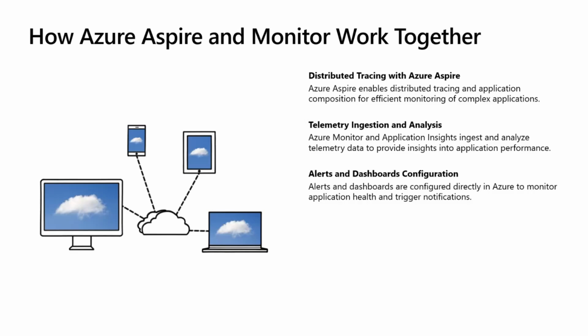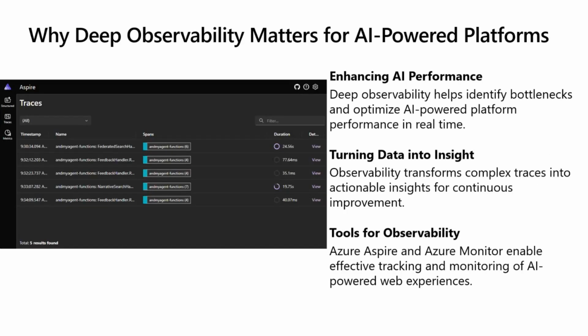We're not building from scratch, and these are tools that are already out there. So the reason why deep observability matters for an AI system platform is all around performance. What you see on the screen, and I'm going to do a demo in a few minutes, is actually a trace.